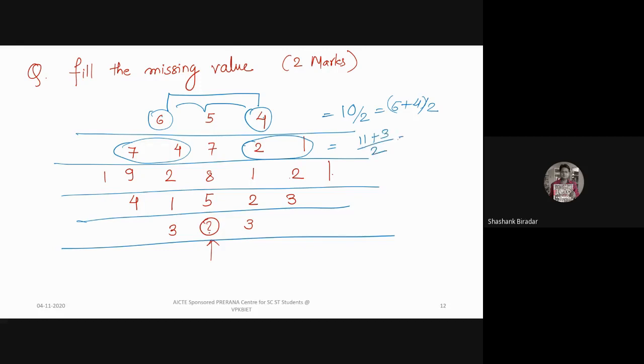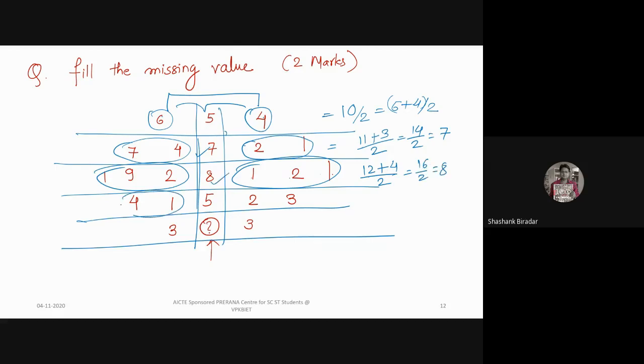3 / 2. Okay, so this 14 / 2, I got 7. So 7 is present over here. Now for this one, exclude these numbers. So if I add these two and these two, 1 + 9, 10 plus 2, 12, plus 1 + 1, 2 + 2, 4, / 2. So how much? 16 / 2, it is 8. So 8 is present over here.